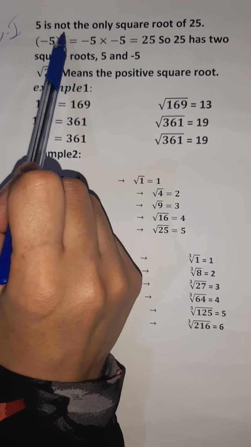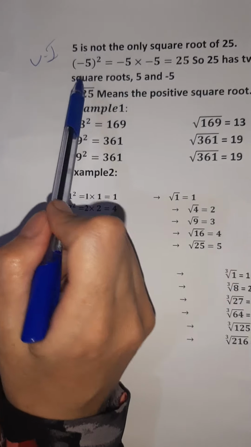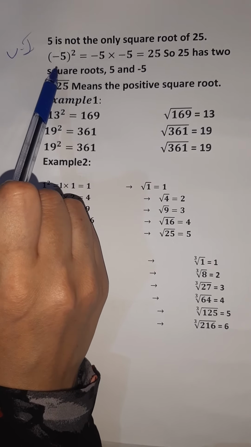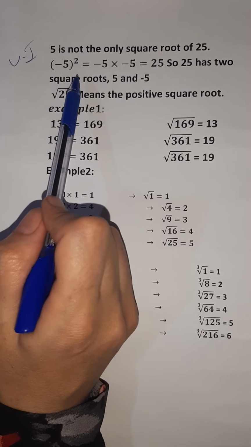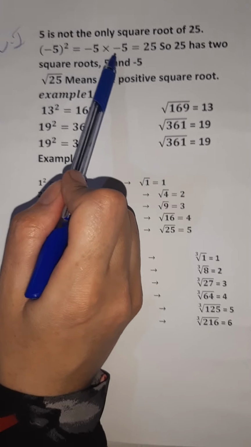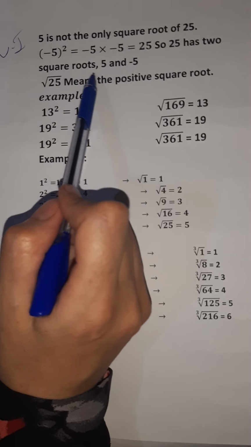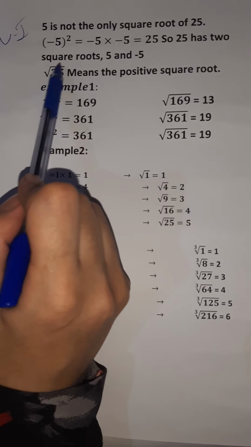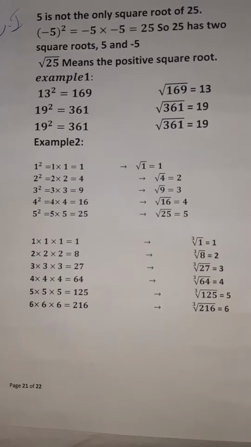Very important note: 5 is not the only square root of 25. If you take -5 squared, it means -5 times -5. The meaning of squared is to multiply a number with its sign by itself twice. -5 times -5 equals 25. So 25 has two square roots, 5 and -5. The square root of 25 means the positive square root, just 5.